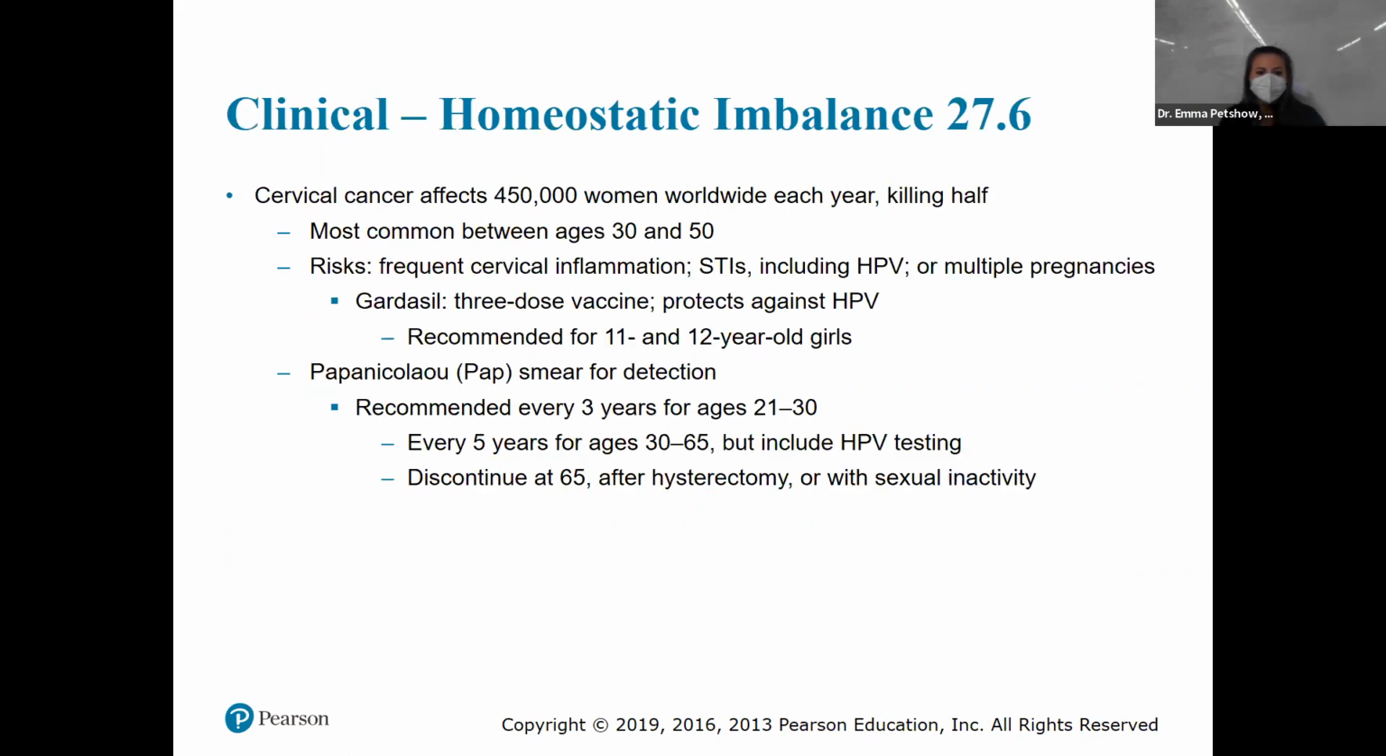So an aside on cervical cancer, it's relatively common. If you think of what testicular cancer is to males, you could think of cervical cancer being to females, although cervical cancer is probably more common than testicular cancer. But it's a little bit younger age that we'd see. Some risks can be cervical inflammation, certain STIs, specifically HPV. Being nulliparous or multiparous can be a risk factor. So they say multiple pregnancies, but also no pregnancy can be a risk. And pap smears are your detection.